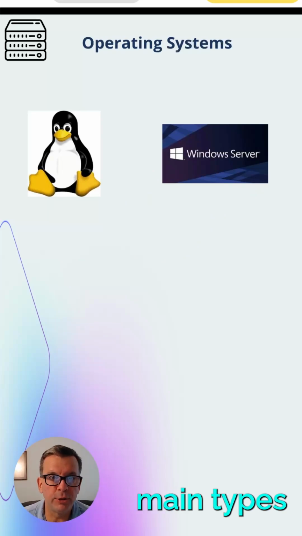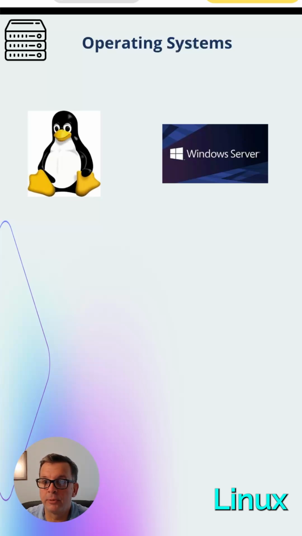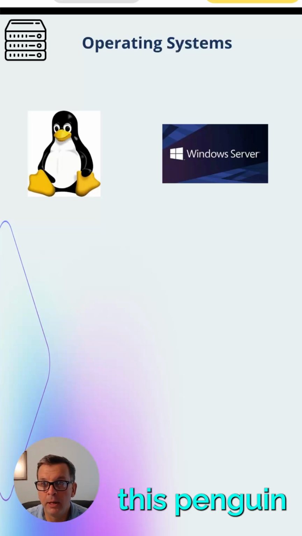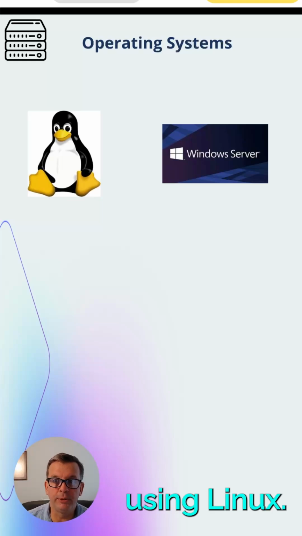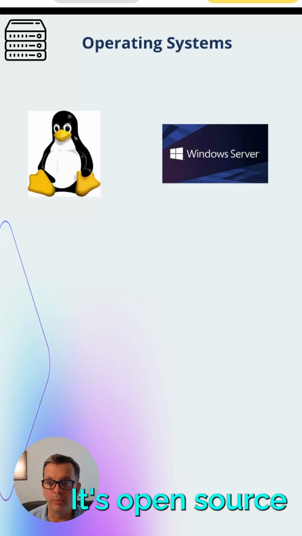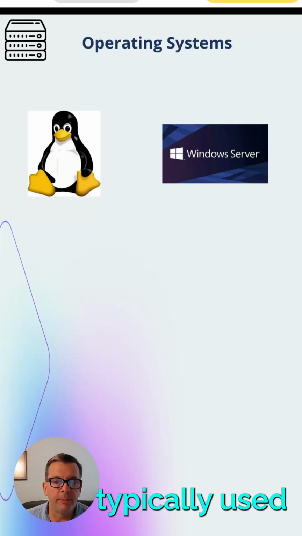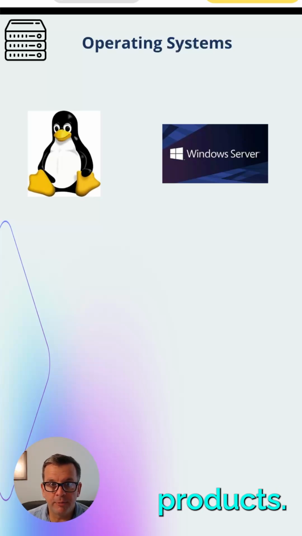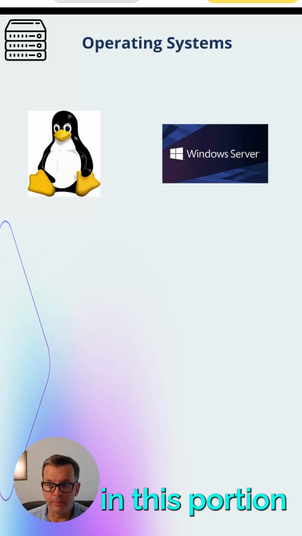There are really two main types of operating systems you'll see for servers. There's Linux, represented by this penguin, and there's Windows. Most startups today will be using Linux. It's free, it's open source, and it can be hosted anywhere. Windows servers are typically used by enterprises that use Microsoft products. So we are going to be taking a look at both of these in this portion of the series.